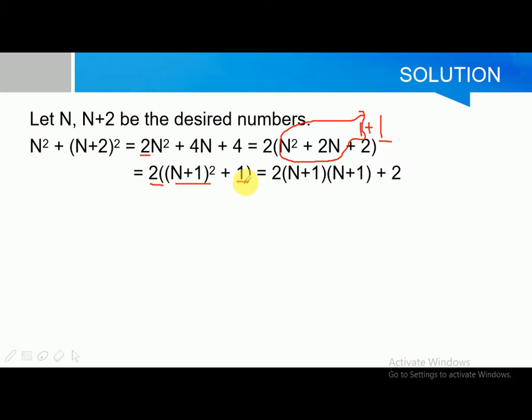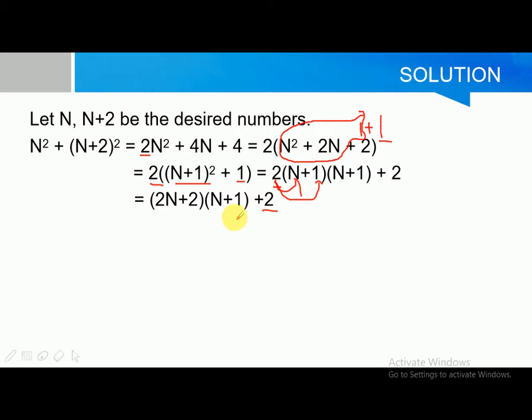Now n plus 1 whole square can be written as n plus 1 into n plus 1, and that's quite obvious. So 2 times n plus 1 into n plus 1, plus 2. Now what do I do? I multiply 2 with this n and also this 1. I think this is called the distributive property. So then what you get is 2n plus 2 whole into n plus 1 plus 2. Now why did I multiply 2 with only one of the n plus 1 factors?